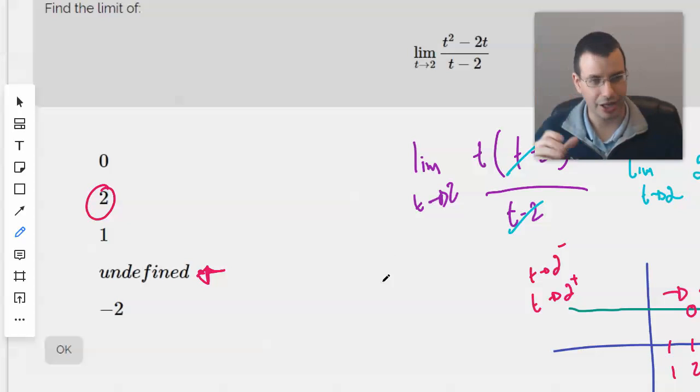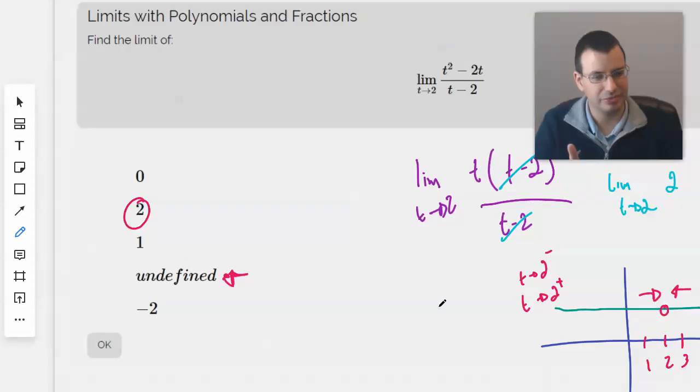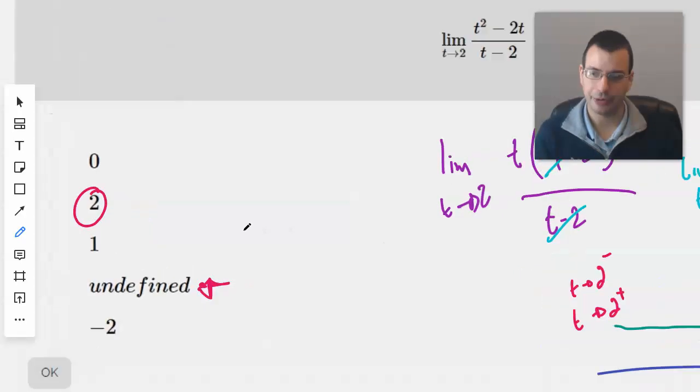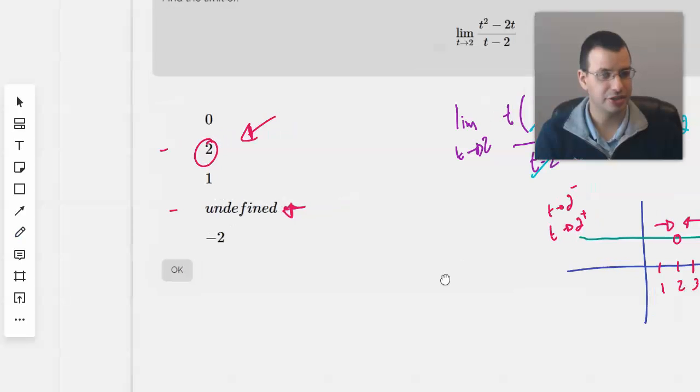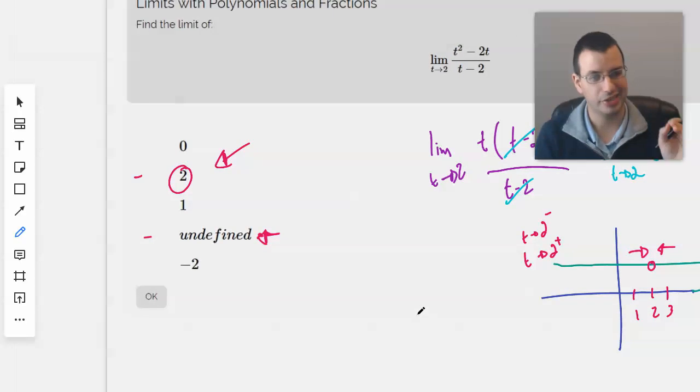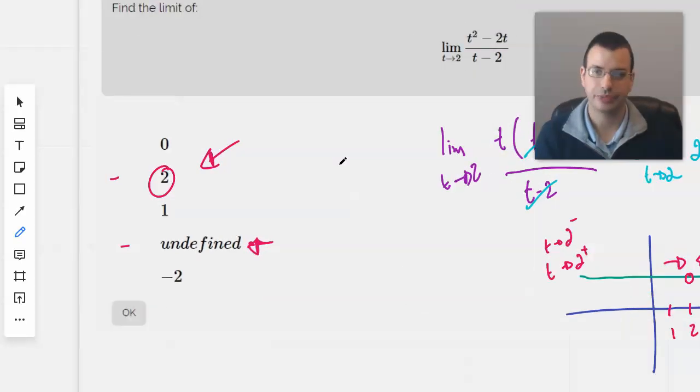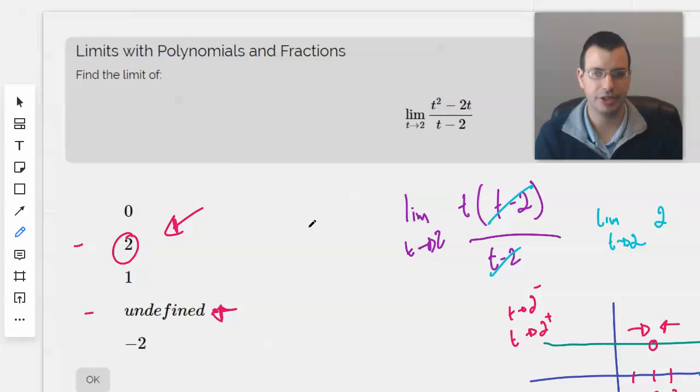I know, a lot of talking. So when you look through this problem and crunch it down, the only two reasonable answers would be this one or this one. And in this case, it is 2 because the limit does exist, even though that point does not exist. And that's how you can do limits with polynomials and fractions and the canceling in this.